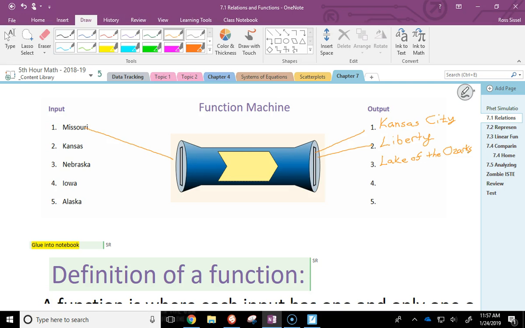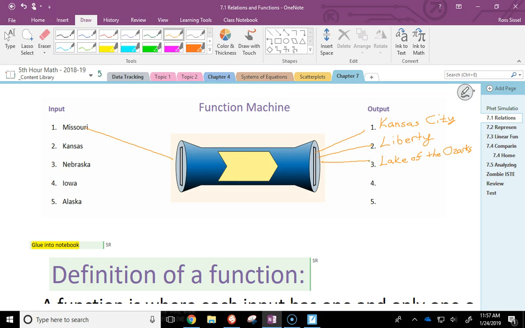Hey, Sean. Okay, so if Missouri came in, and Kansas City came out, Liberty came out, Lake of the Ozarks came out. So obviously when we did this one, we have more than one output for my input. But what would have been kind of the rule? What would have been the relationship? Had to be in Missouri. Yeah, it's locations in Missouri.